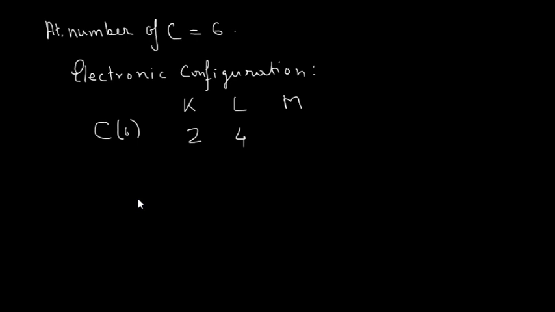Here we can see the electronic configuration of carbon, and there are 4 valence electrons in its outermost shell. For carbon, it is very difficult either to gain 4 electrons to complete its octet and attain the nearest noble gas configuration, or to release 4 electrons to attain the nearest noble gas configuration. Therefore, carbon always forms covalent bonds.